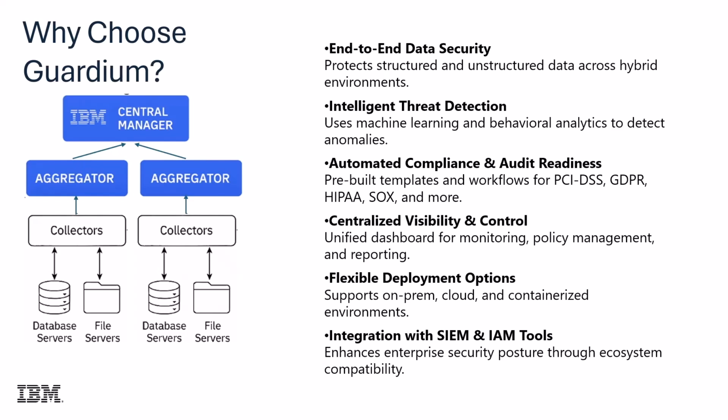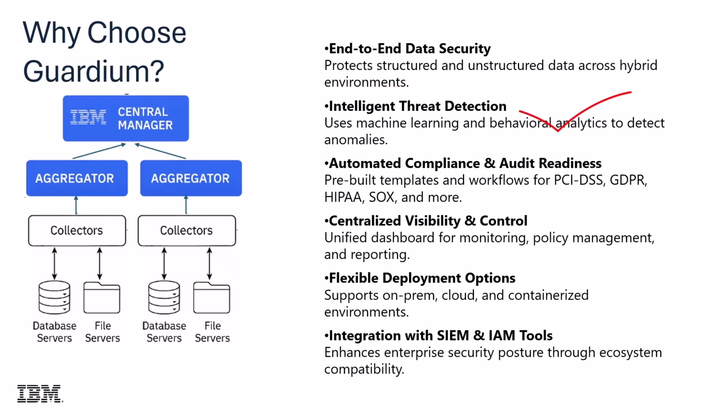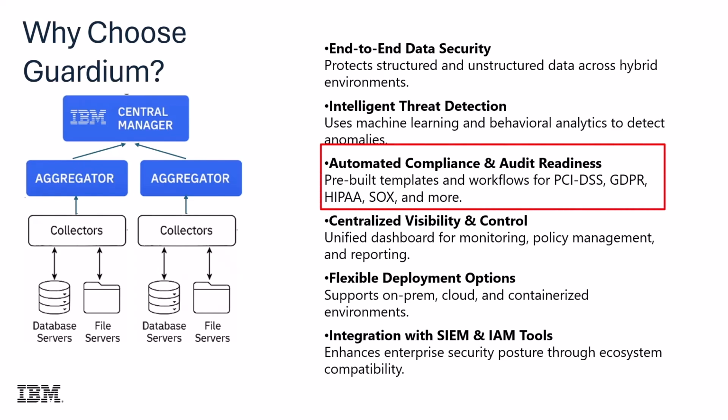Why choose Guardium? IBM Guardium stands out because it delivers end-to-end data security, not just for databases, but also for files, big data platforms, and cloud native services. It leverages intelligent threat detection using machine learning and user behavior analytics to identify unusual access patterns or potential insider threats. One of its strongest value propositions is automated compliance. With built-in templates for major regulations, Guardium helps reduce the time and cost for audits.